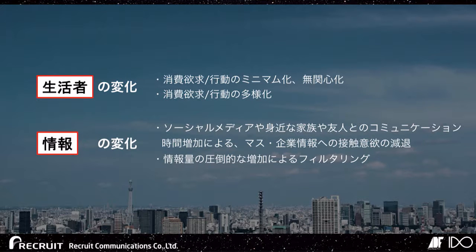So the advertising vehicle, you may think about the lifestyle and information. There's a big change happening. With the changes in lifestyle, the minimization and diversification of the consumer and information, there's more connection with the social media. People close to your heart. There's more time with your family and friends. Mass communication is less accessed. And because of that huge volume, there's a lot of filtering.